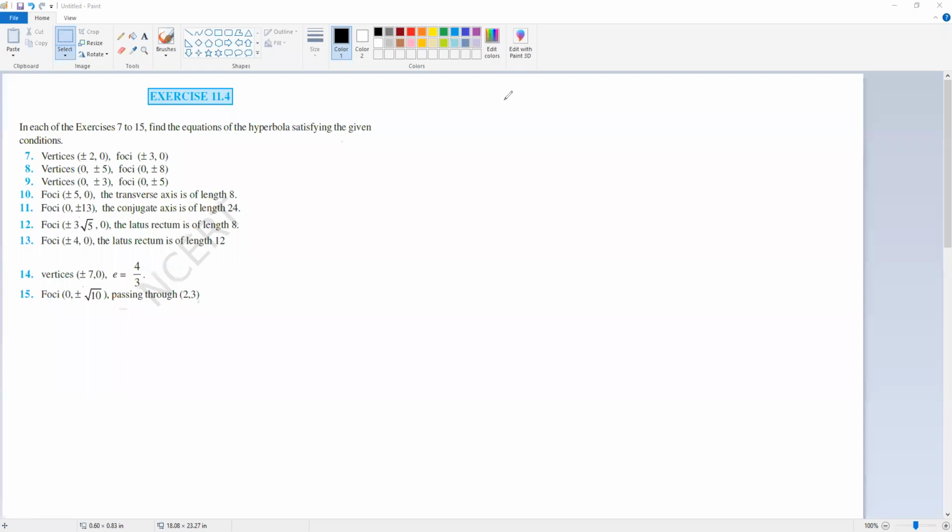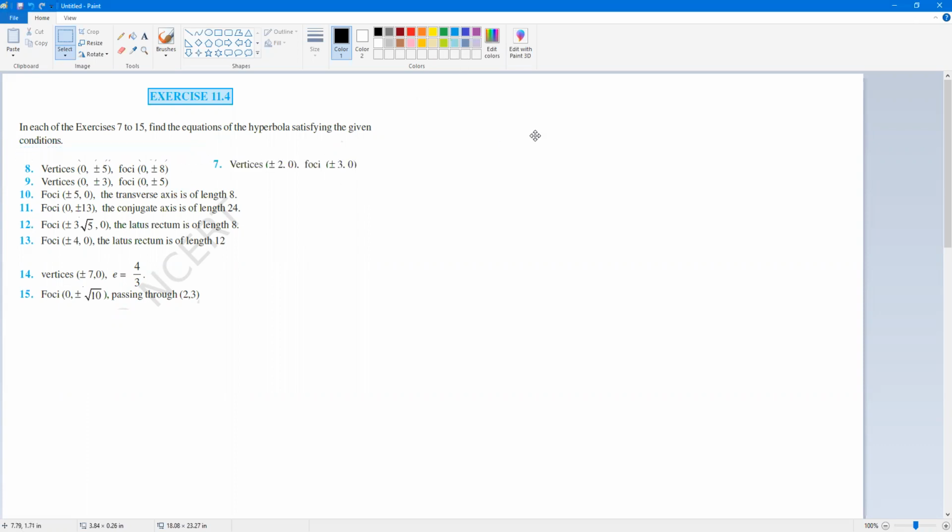These were the questions we were discussing. Look at that. Vertices is plus or minus 2, 0.